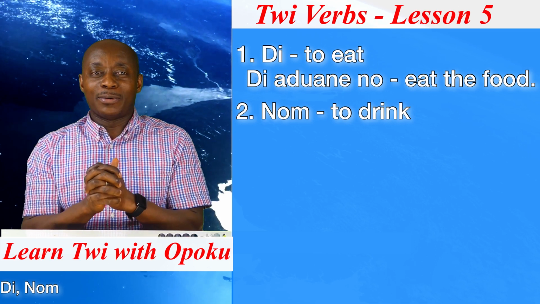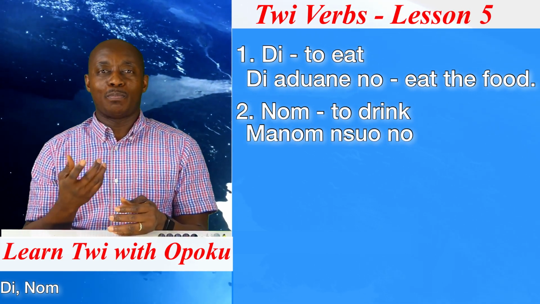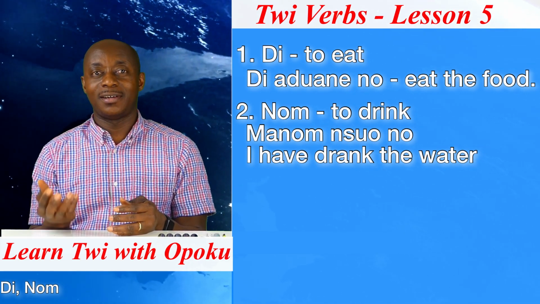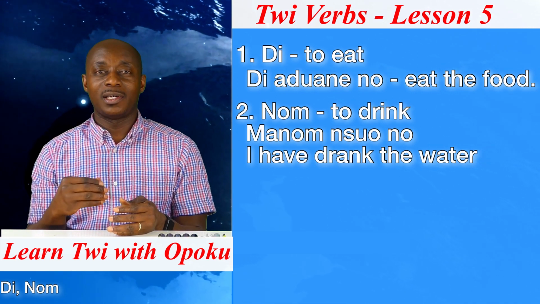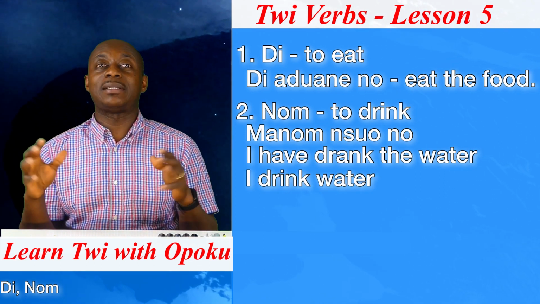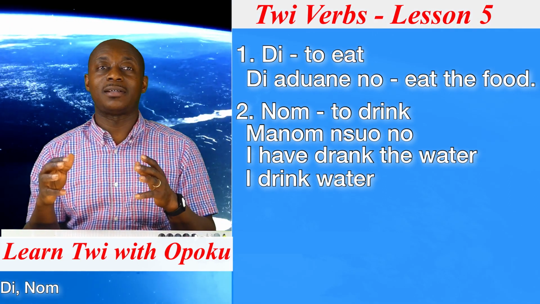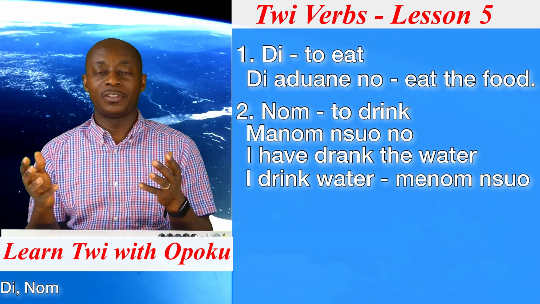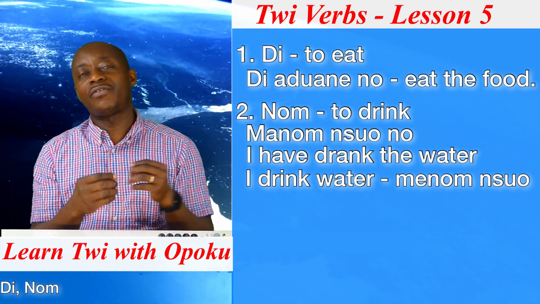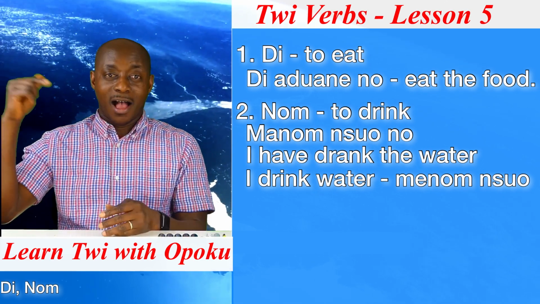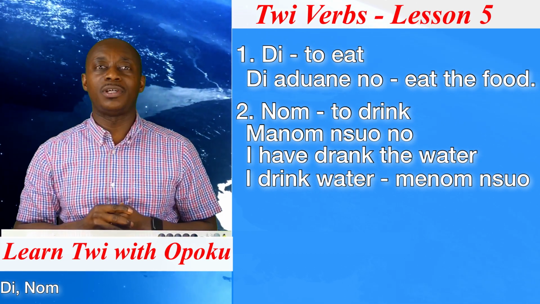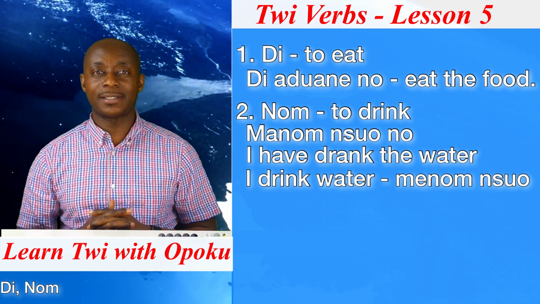Let me give you an example. I can say manom nsuo no. Manom nsuo no. This is in the perfect tense. If I want to say I drink water, if I want to use simple present, I will say menom nsuo. Well, if you want to learn about Twi tenses, then you have to refer to the lesson on Twi tenses. I'll put the link in the description so you can refer to that and learn if you have not yet studied the Twi tenses.